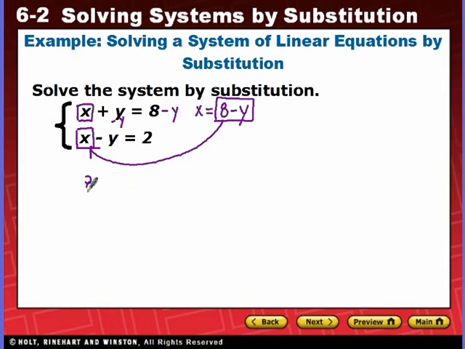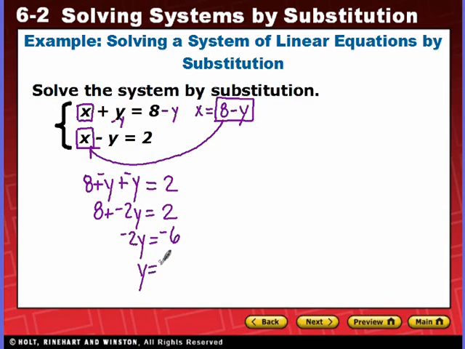And when I do that, then I get 8 minus y, that's what x was, minus y equals 2. Right now you can see that we have 8 plus negative 2y equals 2. Subtract 8 from each side, and you get negative 2y equals negative 6, so y equals 3. Then we plug it back into either equation. We can even put it back into the one we already rearranged to find out what x is. So x is 8 minus y, or 8 minus 3, so x equals 5. And we get (5, 3).